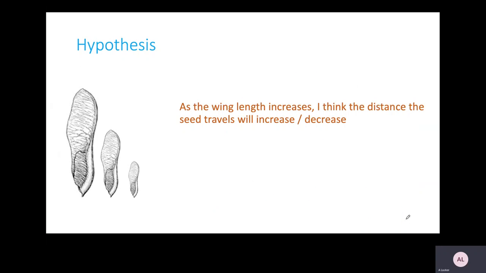Right, so hypothesis then. What I would like you to do is write a hypothesis in your exercise book for this investigation. We're not going to physically do the investigation ourselves, but I'm going to give you a set of results, and I would like you to find out if your ideas or predictions about what might happen match the results. To help you with your hypothesis, remember, a hypothesis is just a scientific prediction. I've given you a sentence, and you just need to pick a word at the end of it. So as the wing length increases, I think the distance the seed travels will, and then you pick either increase or decrease. As that seed gets bigger, do you think it will travel further or not as far? So write your hypothesis into your book. Pause it now, get it written down.